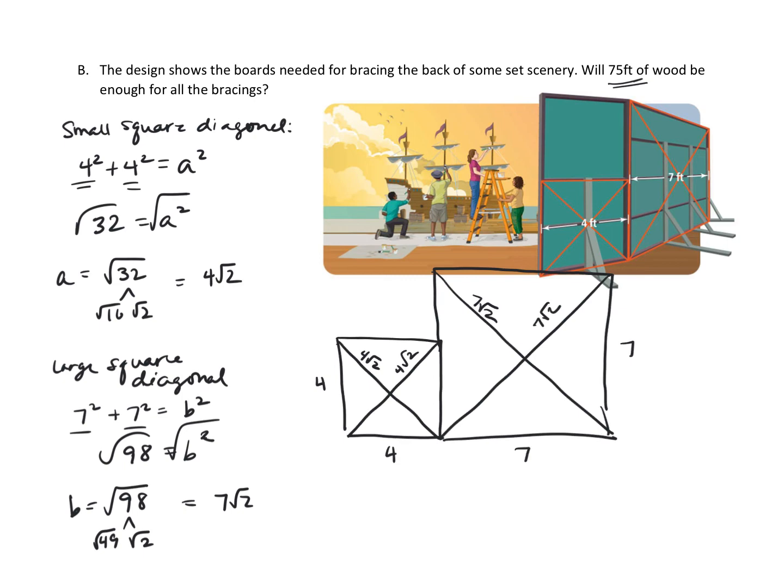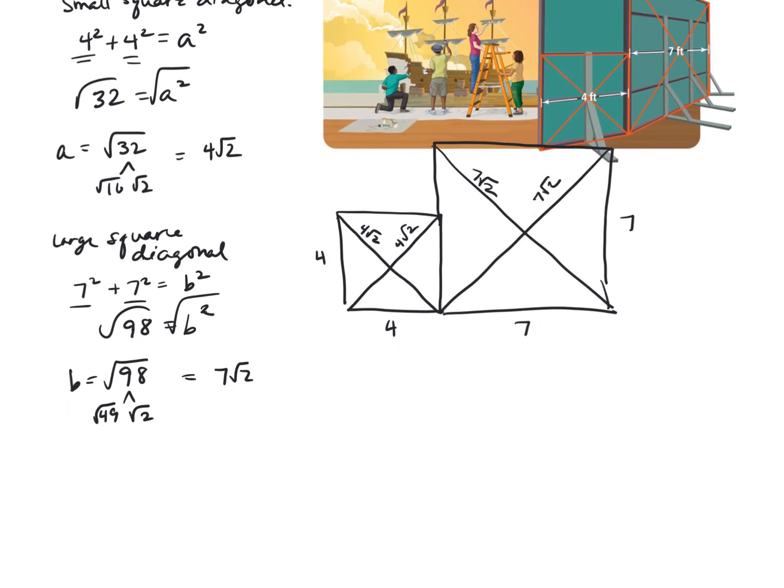So now, to find the total wood needed, let's add up all of our sides. So for the small square, we've got 4, 4, 4. This fourth side is actually butting right up to the other square, so it will be included with this board, which is 7 feet long. So we have 3 times 4, plus we've got a 4 root 2 plus another 4 root 2. So we have 2 of those 4 root 2s. So that's all the wood we need for the small square. We're going to add on to it.